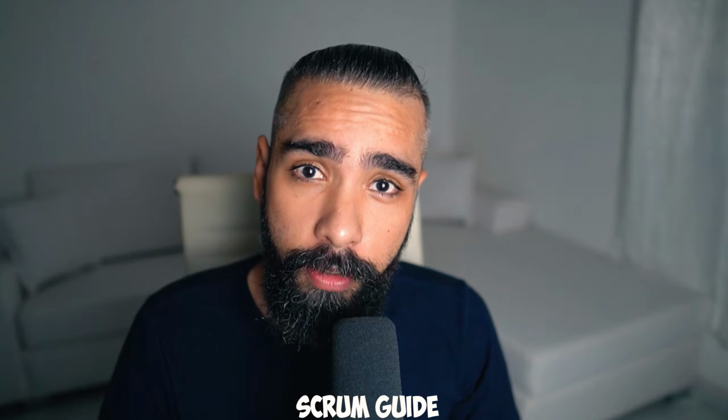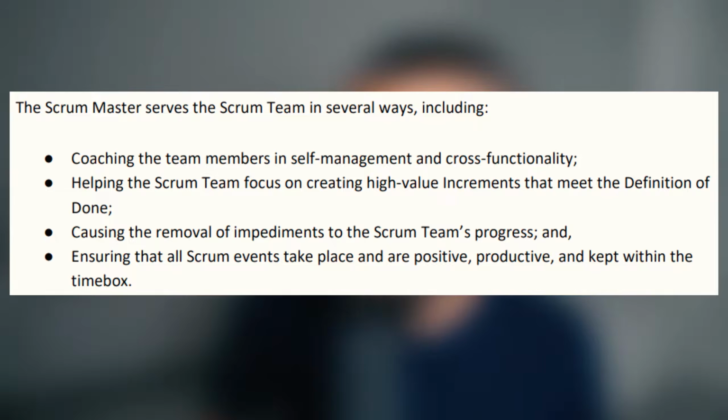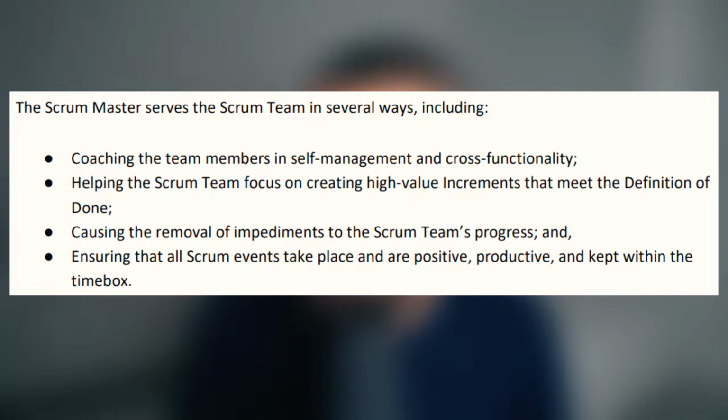As per the Scrum Guide, the Scrum Master serves the Scrum team in several ways, including coaching the team members in self-management and cross-functionality, helping the Scrum team focus on creating high-value increments that meet the definition of done, causing the removal of impediments to the team's progress, and ensuring that all the Scrum events take place and are positive, productive, and kept within the time box.